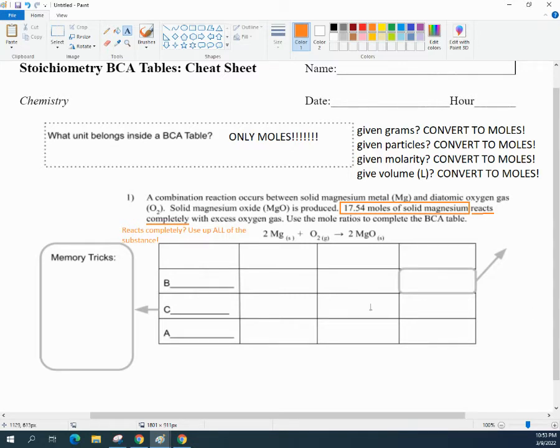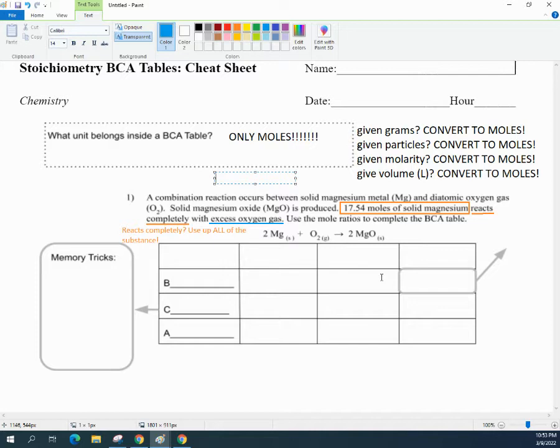It also says that we are reacting with excess oxygen gas. When we see excess, that means two things. One, we're going to start with an excess of oxygen gas, and two, we're going to end with an excess of oxygen gas. So an excess means that we will begin the reaction with an infinite amount of gas, which means we will also end the reaction with an infinite amount of gas.